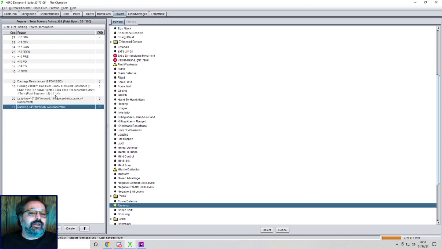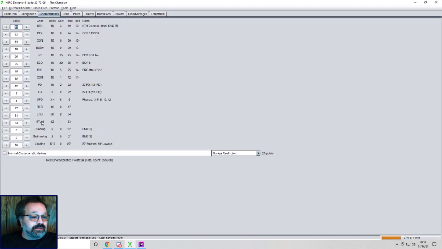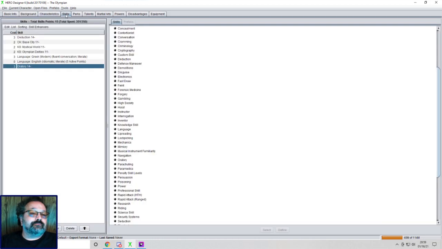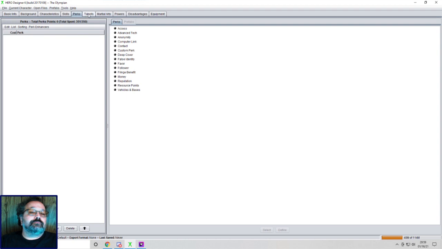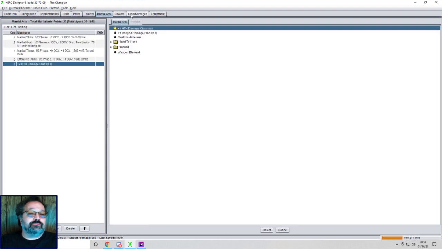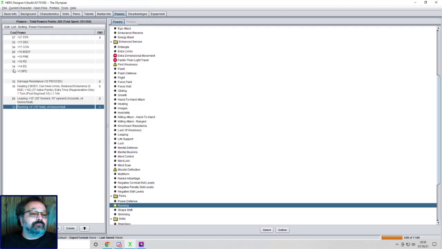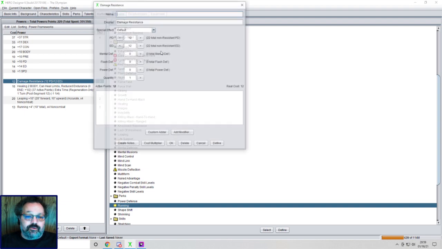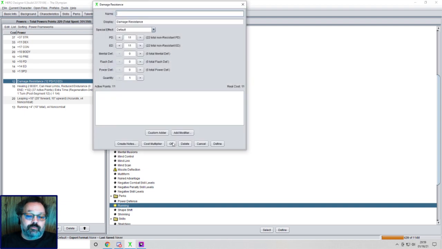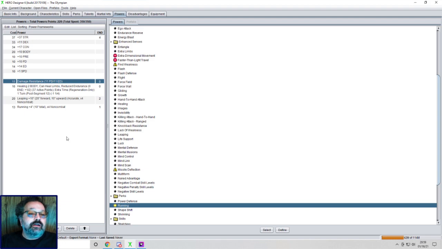Uh-oh. That put me over by 1 point. So somewhere along the lines, I made a 1 point difference from my notes. Oh, well, I won't worry about it right now. I can do it fairly easily by taking off 1 point of resistant defense to each. And now you see our point totals match, 350 with 350.